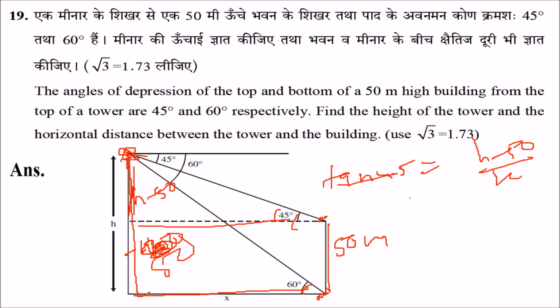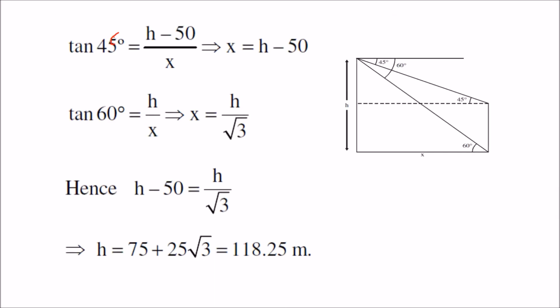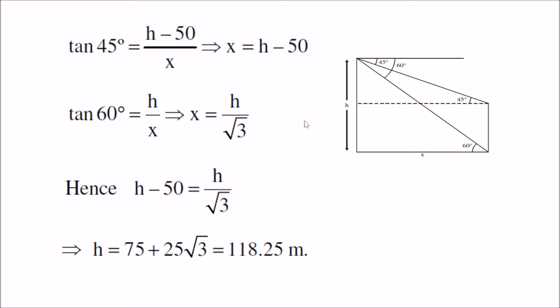First is this. So tan 45 is 1, so x becomes h minus 50. This is the first equation. The second equation will be this. tan 60 will be equal to the complete h by x. Now you can place h minus 50 in place of x here. So tan 60 is h by x, where this x can be taken as h minus 50, and we know the value of tan 60. So h minus 50 is h by root 3, and you can keep h here, place 50 here, and the value of root 3 is also given, so h is 118.25.